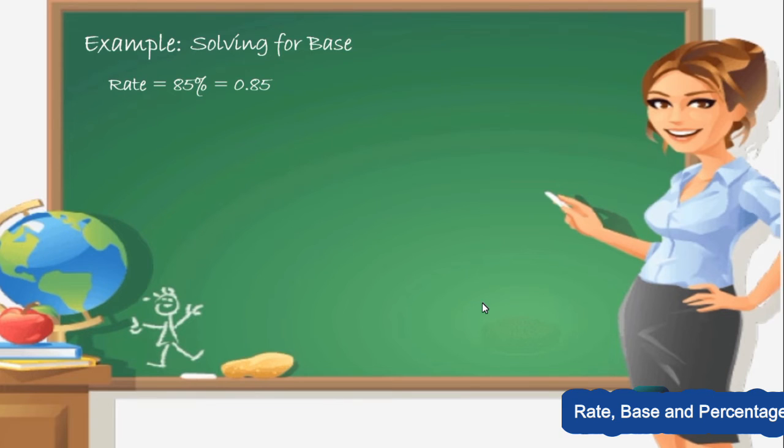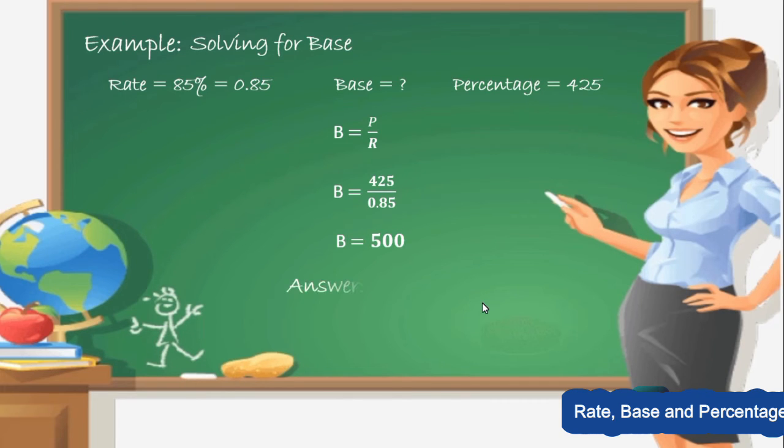Now, solving for base. Yung rate natin is 85%. Gawin natin decimal point. So, magiging 0.85. Yung base natin, hinahanap natin, hindi natin alam. Yung percentage is 425. So, ang formula natin is base is equal to percentage divided by rate. I-divide natin yung 425 sa 0.85, yung rate natin. Ang sagot, B is equal to 500.